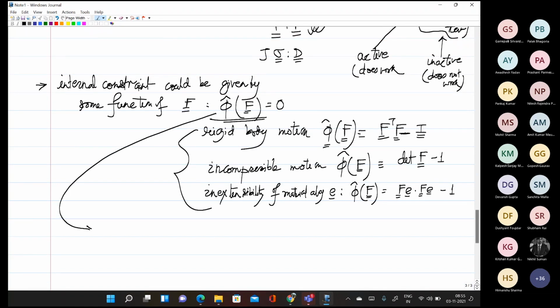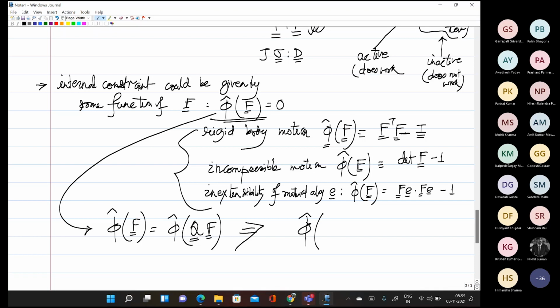And understand that this constraint should also satisfy objectivity. So this function phi of F should be such that it is equal to phi of QF. So that simply implies that this phi must depend on just C, right? Phi of C equal to 0. So instead of saying phi of F equal to 0, you can work with phi of C being equal to 0. And you can notice that each of these actually is dependent on only C, isn't it?